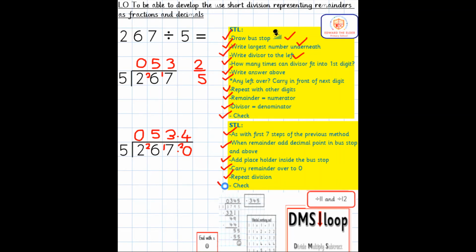Once we are secure on both of these methods within year 5, we then move on to looking at and introducing you to long division using the method shown here.